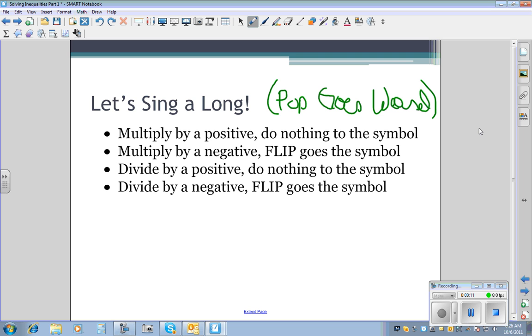Multiply by a positive, do nothing to the symbol. Multiply by a negative, flip goes the symbol. The second verse, divide by a positive, do nothing to the symbol. Divide by a negative, flip goes the symbol.